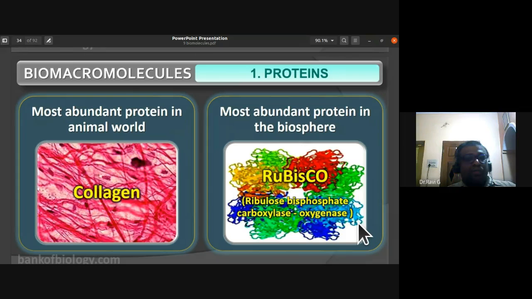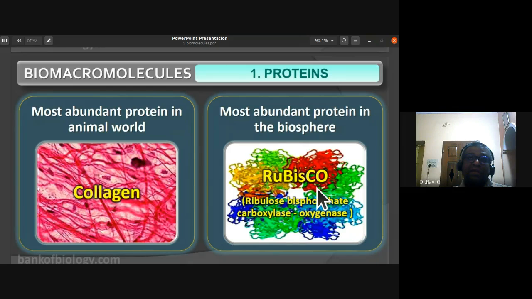So the most abundant protein in the animal world is collagen. The most abundant protein in the entire biosphere is rubisco, the ribulose bisphosphate carboxylase oxygenase enzyme. Carbon dioxide fixation is brought about by this rubisco enzyme. Again, in plant physiology, we'll be discussing that in the C3 cycle. So you can remember it as the rubisco enzyme.